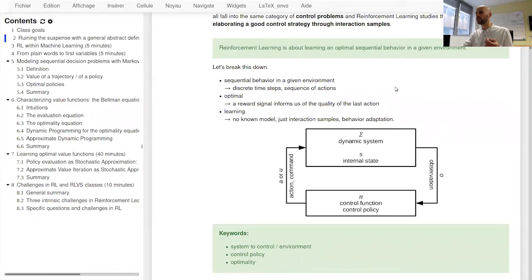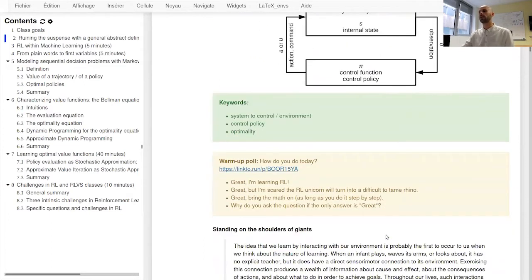So the keywords I would like you to really remember at this point in the notebook are system to control, which is generally a synonym for environment, control policy, which will be our key object of study, and optimality, the fact that some behaviors, some control policies are actually better than others and that we should be able to compare them together. Obviously, if you have remembered more keywords than those three bullet points, that's perfect. But those three are the key ones.